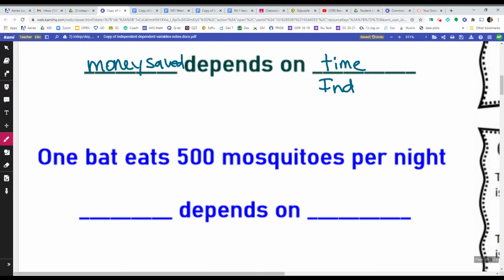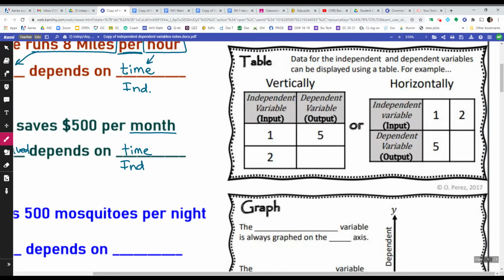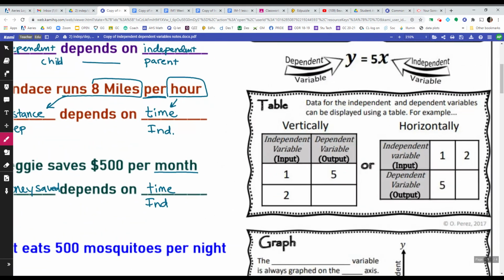The next one, we'll do one more, just so you have the idea. I'm going to put this on the Edpuzzle. You tell me what's the independent, what's the dependent, based on what you just saw. Okay, we're going to go over to another idea that's part of this. Make sure you are taking notes as you do this, right?